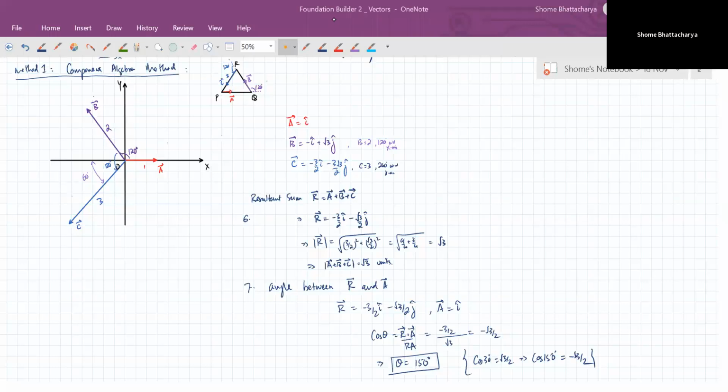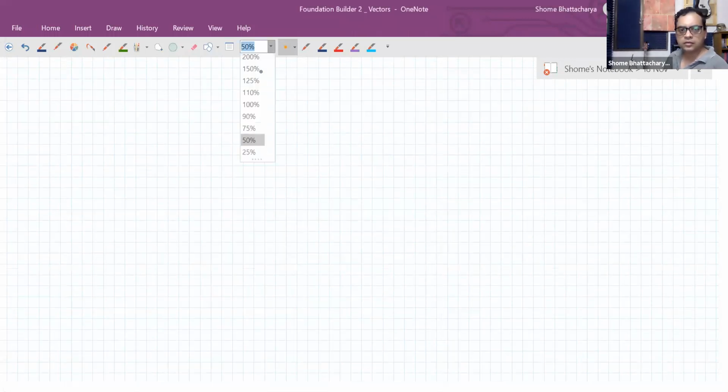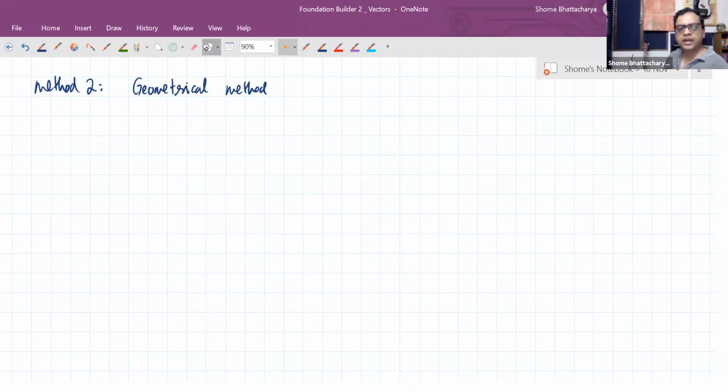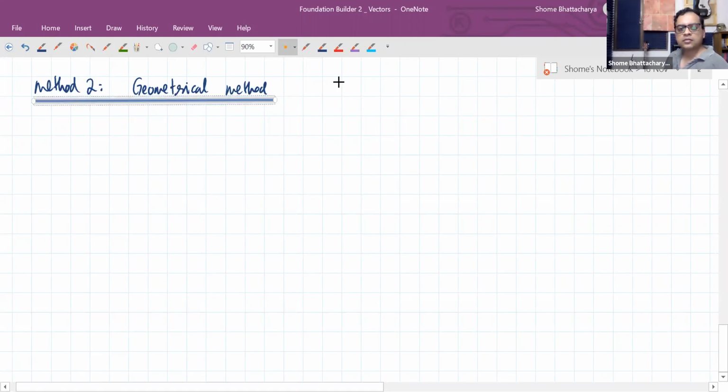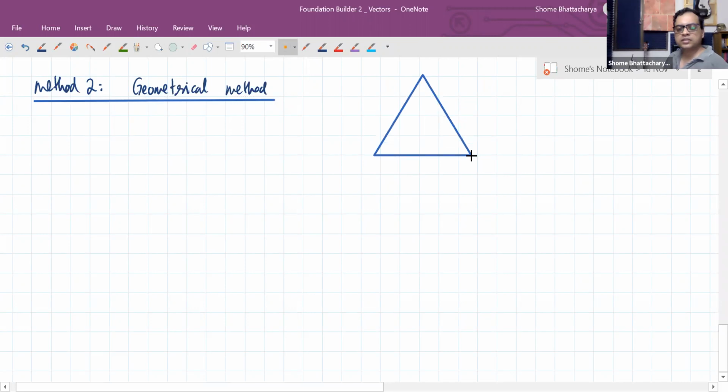Yes, so hope this is clear to all of you. Now let us see the same problem by the geometrical approach. So when we use the geometrical method for adding these vectors, what we'll see is that to begin with, we had drawn the vectors with respect to this triangle PQR.